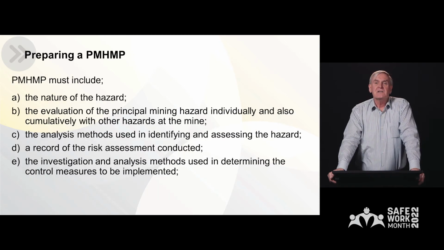The Principal Mining Hazard Management Plan must include the nature of the hazard, the evaluation of the hazard individually and also cumulatively with other hazards at the mine, the analysis methods used in identifying and assessing the hazard. That's how you made the decision. A record of the risk assessment conducted. The investigation and analysis methods used in determining the control measures to be implemented. Again, how you made the decision.